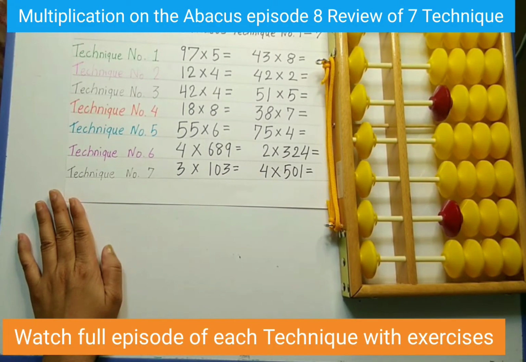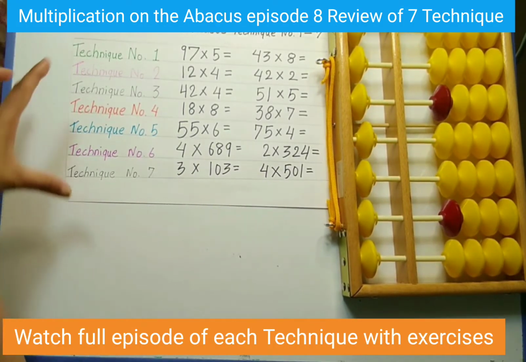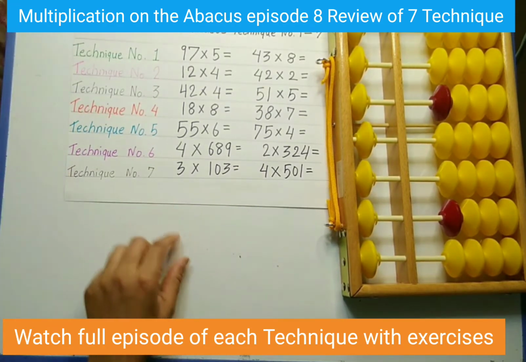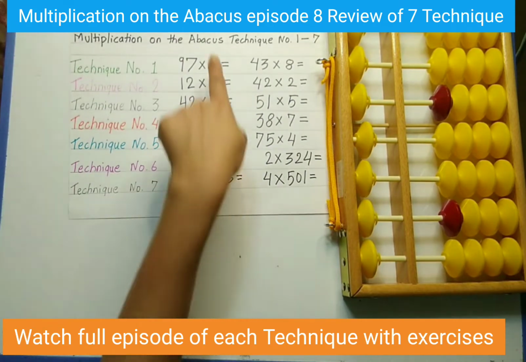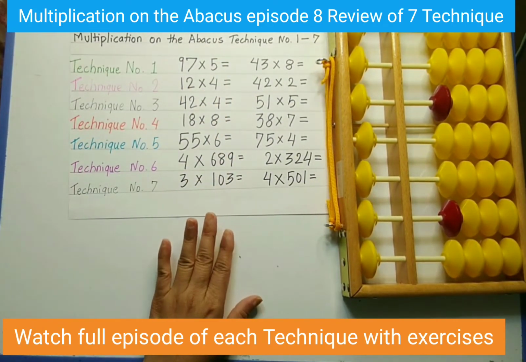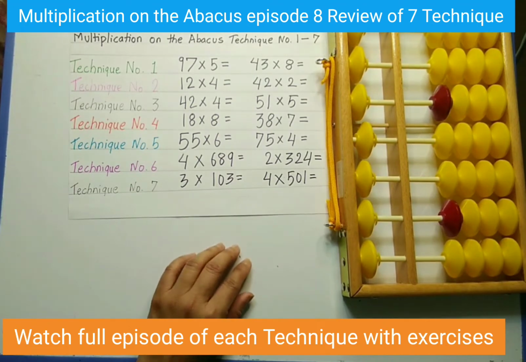This is a review episode of all techniques of multiplication on the abacus: 2 or more digits multiplied by 1 digit. Please watch this episode till the end and I'm sure that you will want to continue.